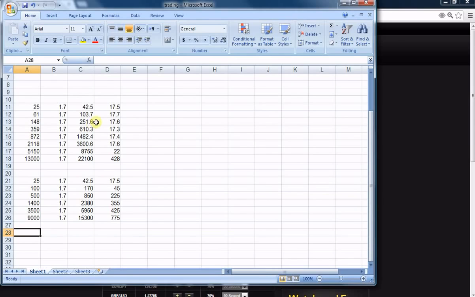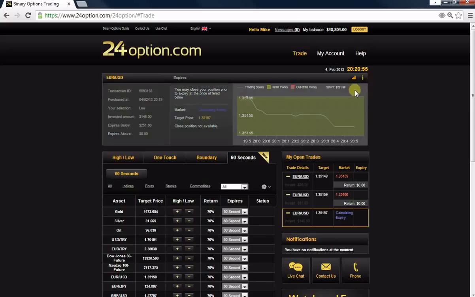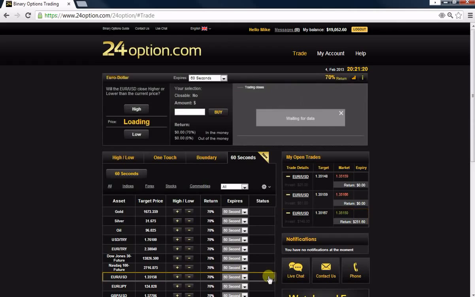$148. That's a return of $251. However, we invested $61 and $25 previously, and the 148 you have to take into account. So we're going to have $17 profit here. Okay, $250. We won that trade. $251.60. We made back what we previously lost in the previous trades of $61 and $25, and now we've boosted our balance to $19,052.60. Now we're going to go again, Euro US dollar.